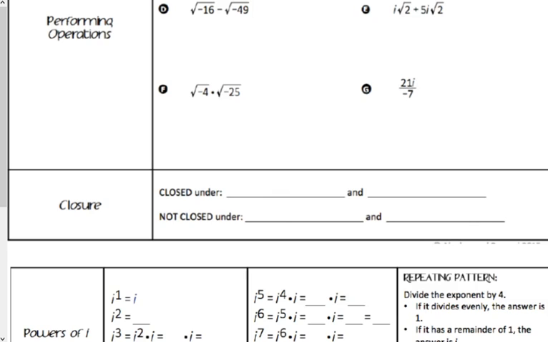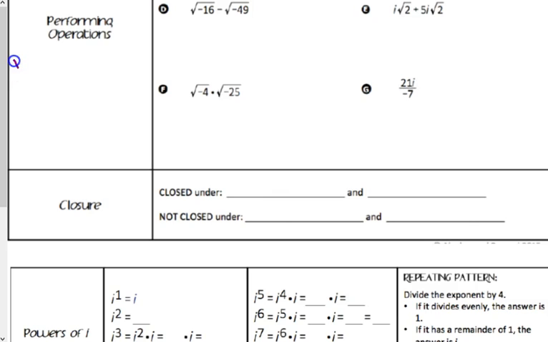So what about other operations? Now, we've seen radicals like the ones you see in front of you, the square root of negative 16 minus the square root of negative 49, i square root of 2 plus 5i square root of 2. But some operations do not work the same way with imaginary numbers. Now, with addition and subtraction, they do still work. You can combine them if they're like terms. You can't combine them if they're not. However, with multiplication and division, it doesn't work the same way as when we were multiplying radicals.